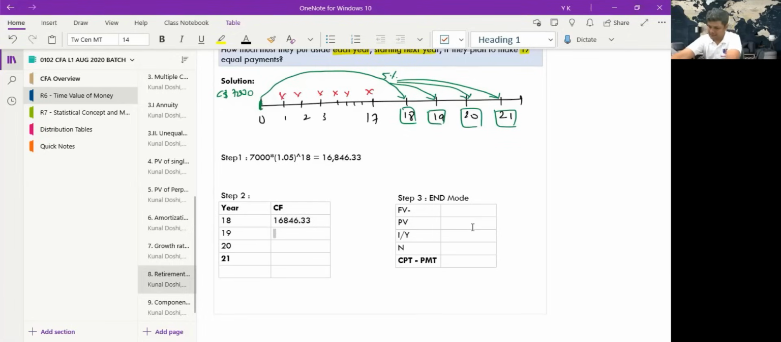17,688 is the amount that you will have to pay at the end of the 19th year. Store this. Press store 2. I'll keep the rounded off figure here, but you can keep the full figure in your calculator.